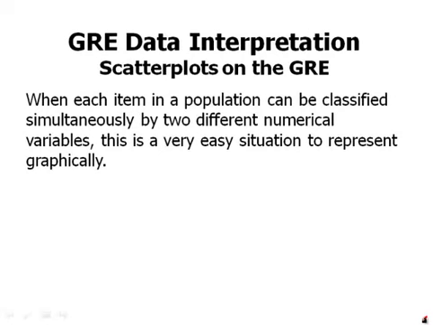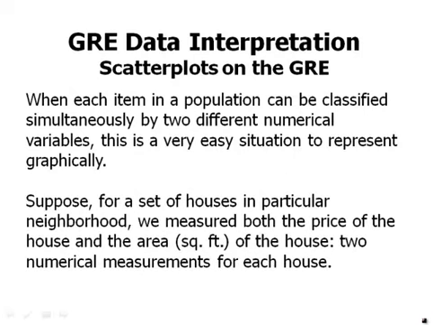Now we can talk about scatter plots. When each item in the population can be classified simultaneously by two different numerical variables, this is a very easy situation to represent graphically. Suppose for a set of houses in a particular neighborhood, we measured both the price of the house and the area in square feet of the house. Two numerical measurements for each house.